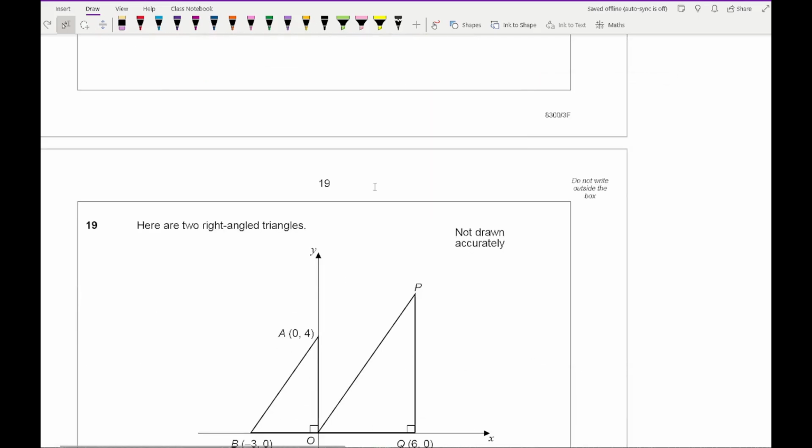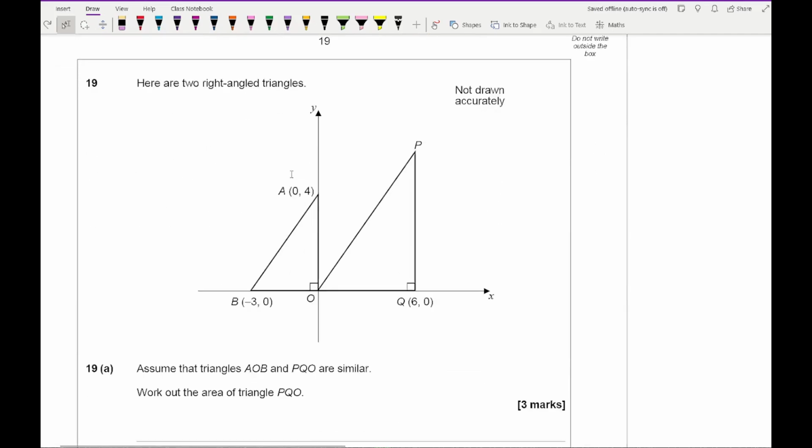Moving on to question 19, it says here are two right angled triangles. Assume that the triangles AOB and PQO are similar. Work out the area of PQO. Now remember that the area of a triangle is the base times the height divided by 2. Looking at this particular triangle of AOB, this is going to have a base of 3 and a height of 4, and I've got that by looking at the coordinates.